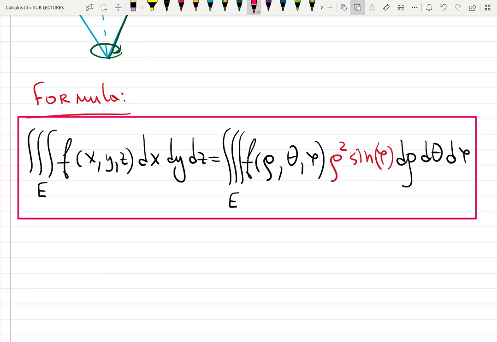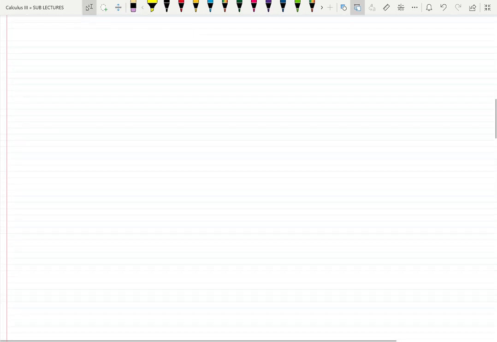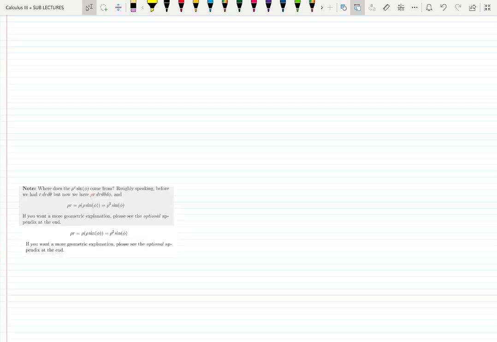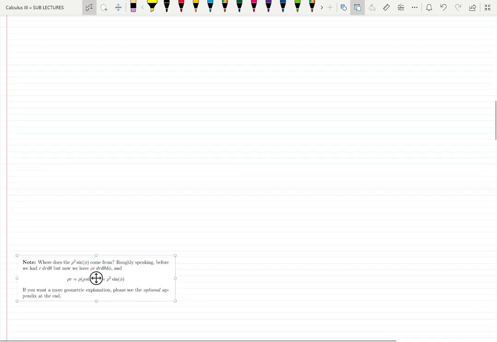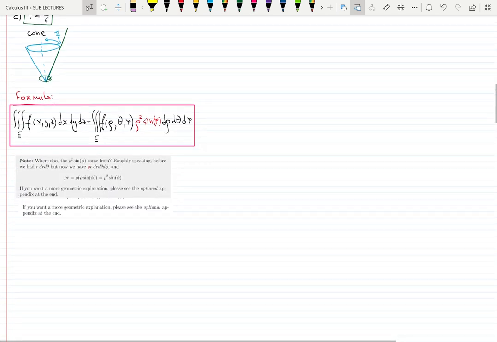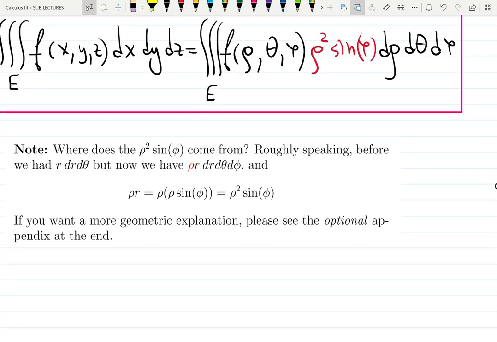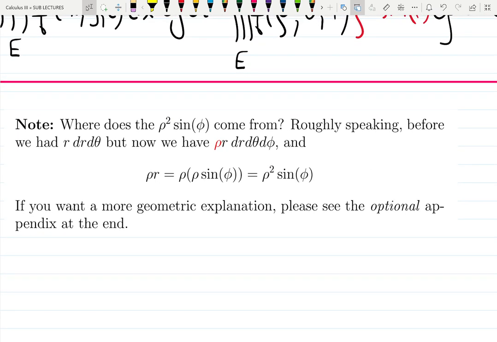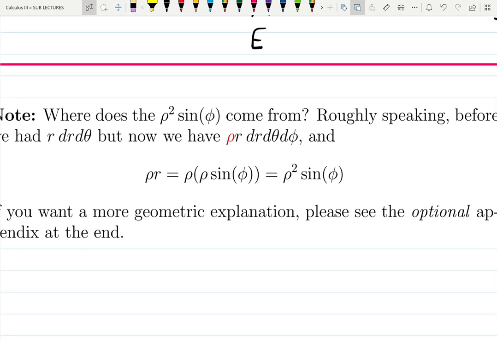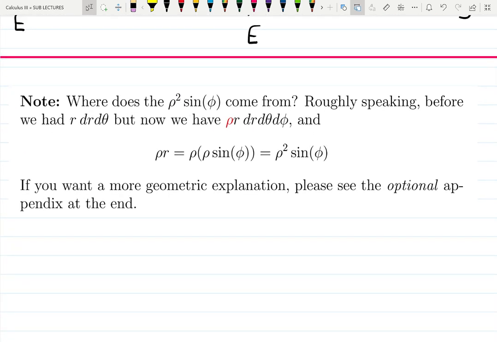So this derivation comes from, let me go back just a second, of course, right triangles. To figure out the triangle in 3D, we had to use the Pythagorean theorem, so sine showed up and so on. Rho squared sine, you don't have to write it down. Roughly speaking, before we had r dr d theta, now we have rho times r times dr d theta d phi. But rho and r are both radii, so it became rho squared, times sine, which is fixing the angle in 3D. There is a nice explanation and derivation in the videos and the book if you really want to. You can do that.